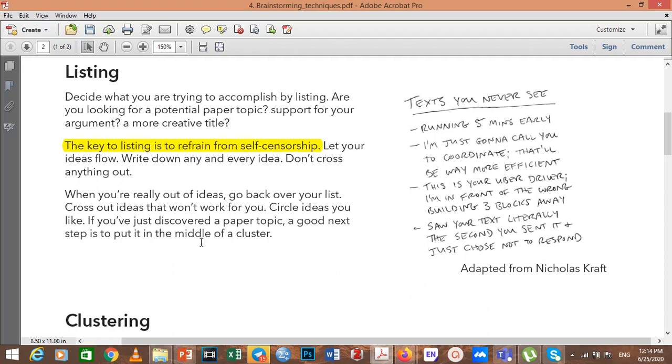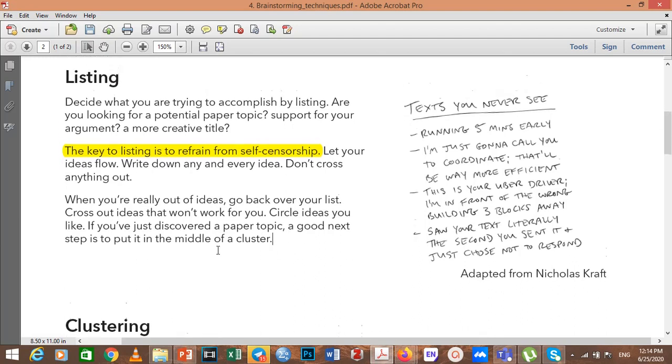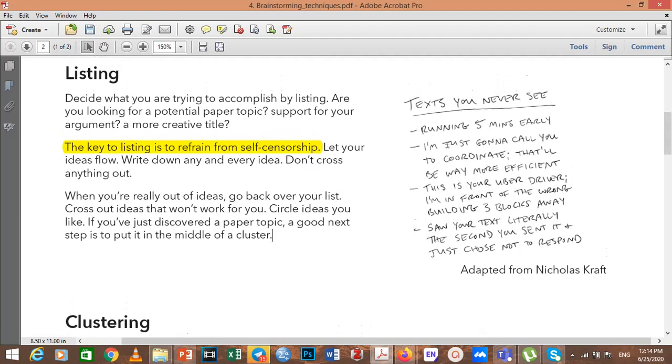If you are just discovering a paper topic, a good next step is to put the topic in the middle of a cluster. They will introduce you to clustering. So we finish number one, listing. You just list down what pops up into your mind about the topic, and then you will get this.